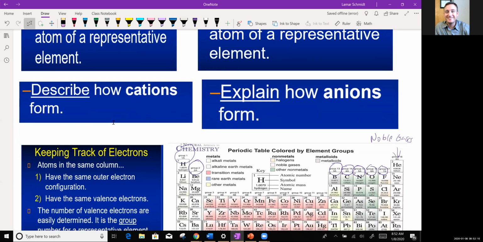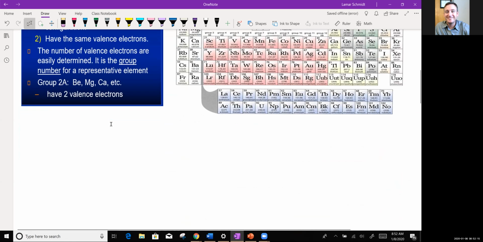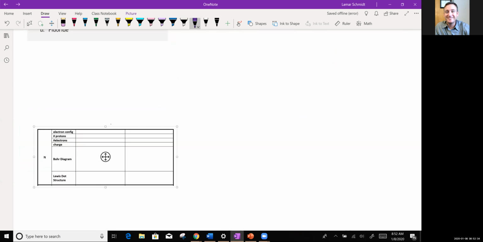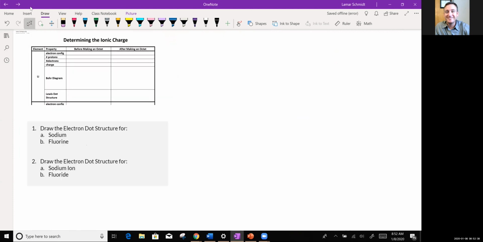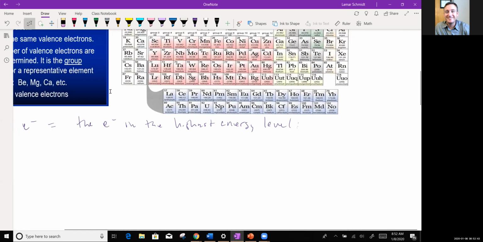Okay, so how do we determine the number of valence electrons? Well, you might start with, what is a valence electron? Valence electrons are the electrons in the highest energy level. All right, electrons in the highest energy level. Whoa, my goodness, I changed slides here.